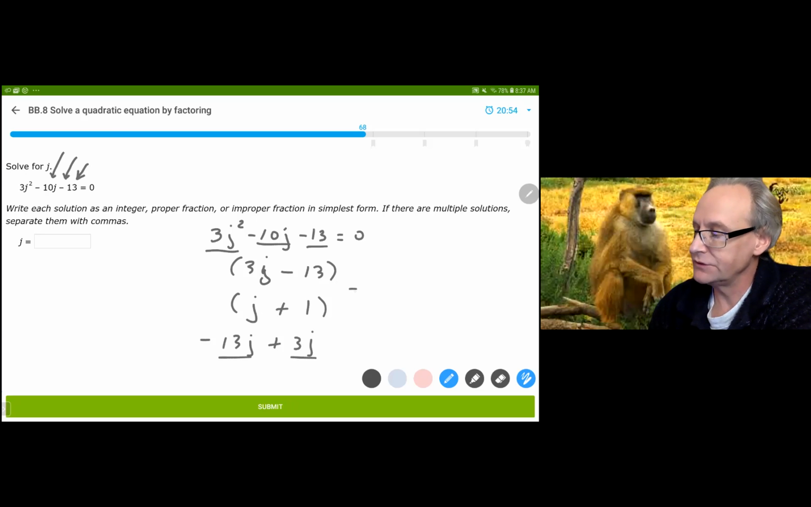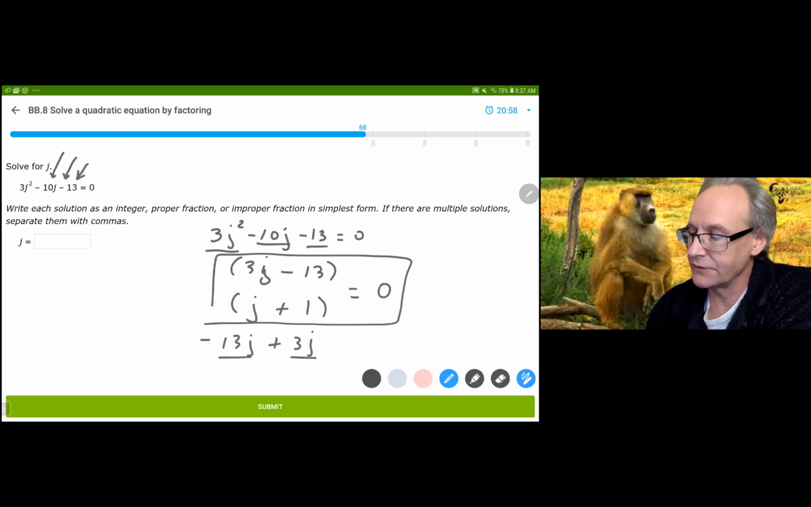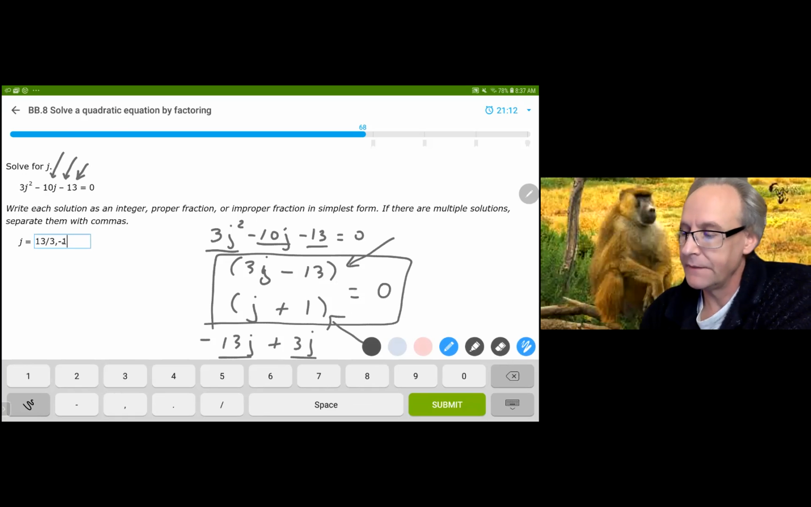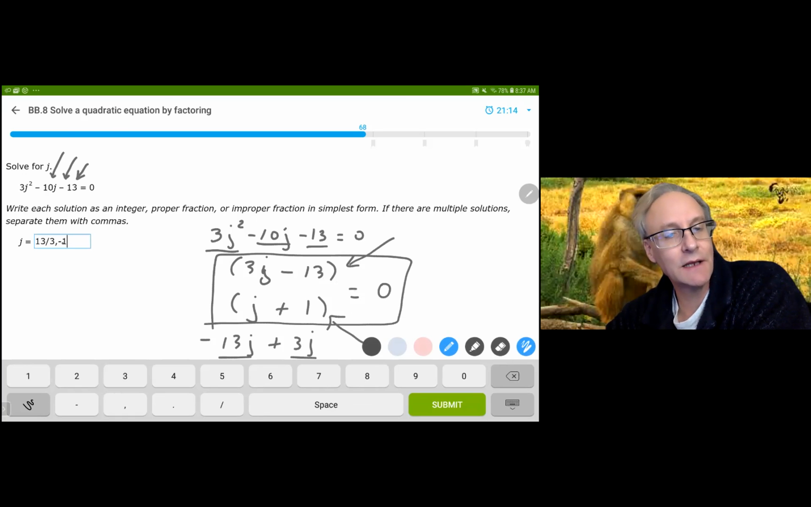And my solutions then are going to be the zeros for this pair of factors. This first one is going to be 13 over 3. The second one is going to be negative 1. And there we go, 13 over 3 and negative 1.